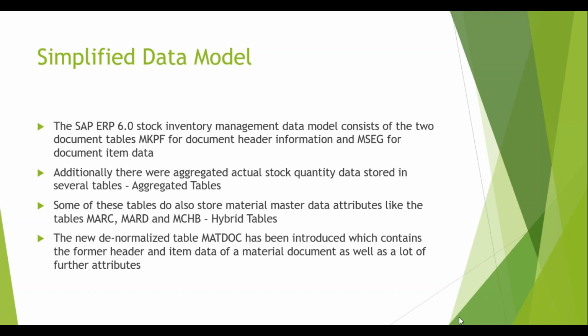In SAP ERP 6.0, which means whatever version we were using till now, it may be 6.0 or lesser than 6.0, the inventory management data model consists of two document tables. Whenever you perform any inventory movement, any issues, any receipts, normally these two tables are affected in the background: MKPF and MSEG. MKPF for the header and MSEG for the line level information.